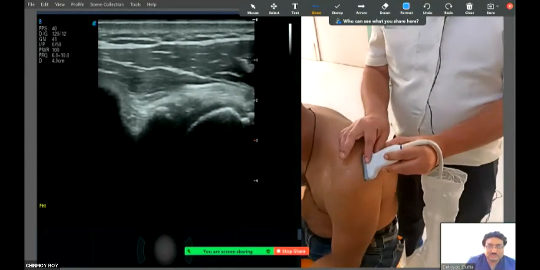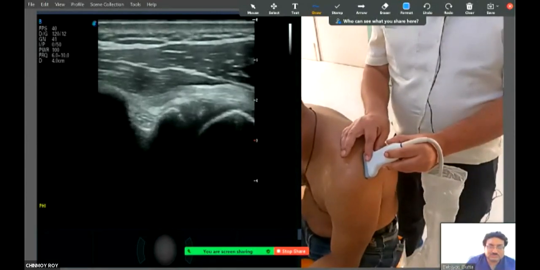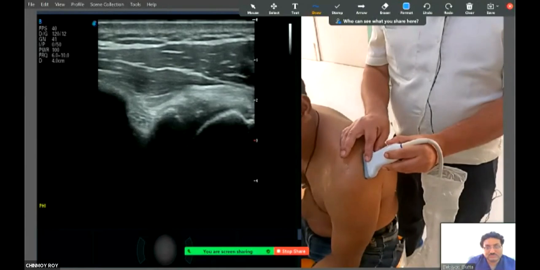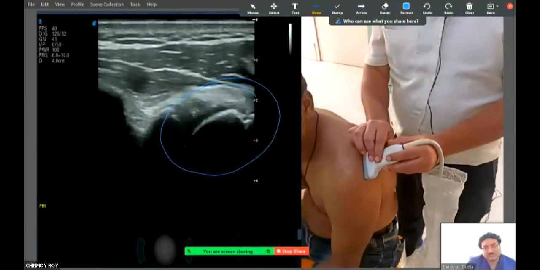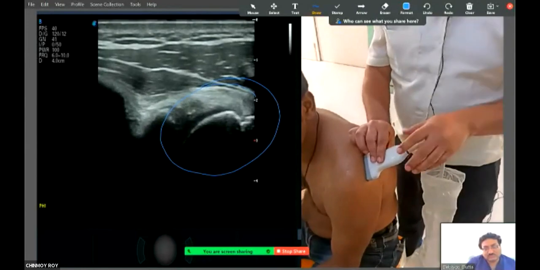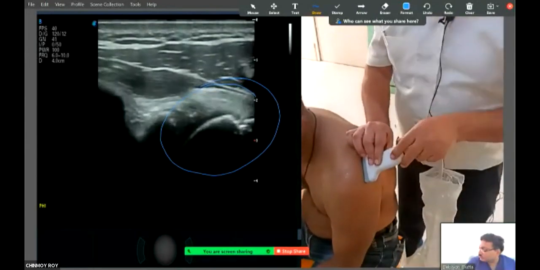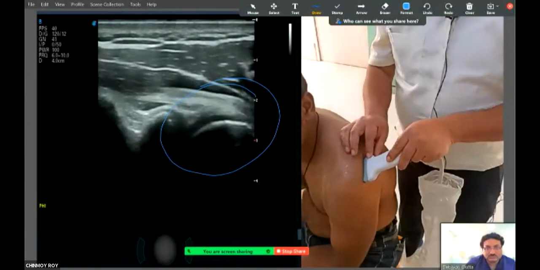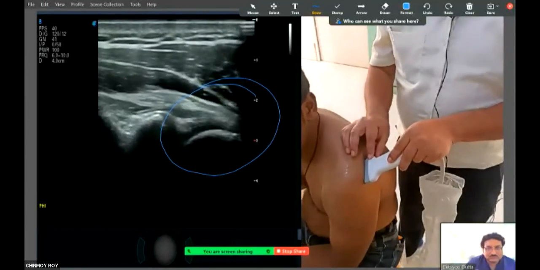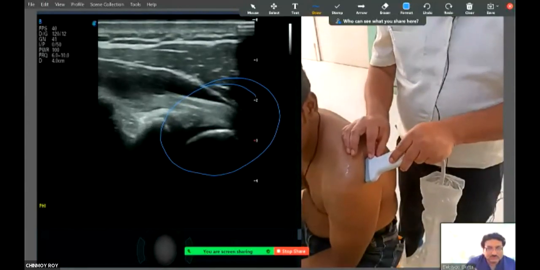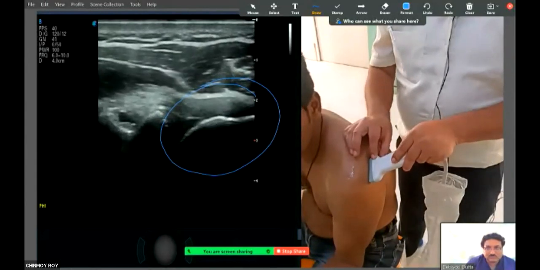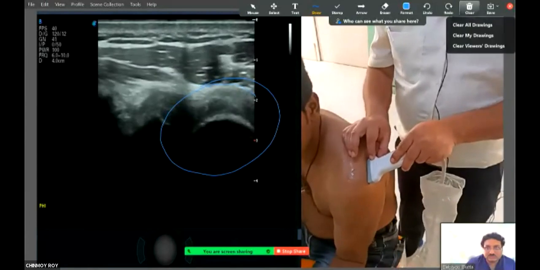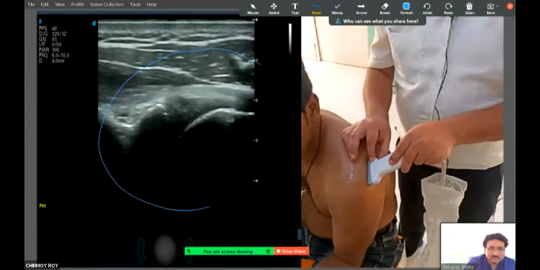Now I will show you, if the patient moves the hand, how the head of the humerus moves in the glenoid fossa. You are seeing the joint. This is the head moving, and on the left side the glenoid bone is fixed. The head is moving.